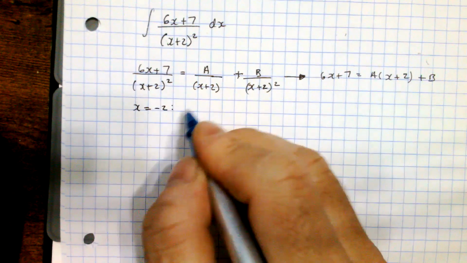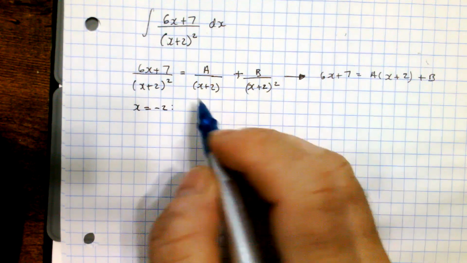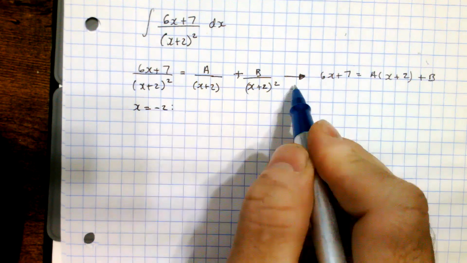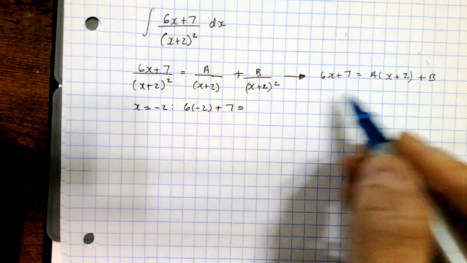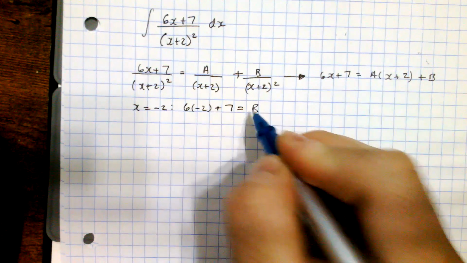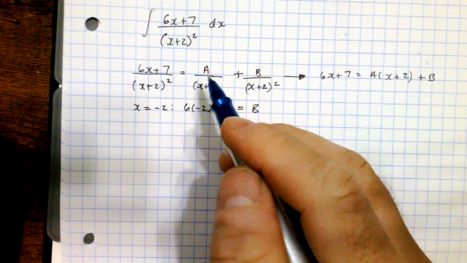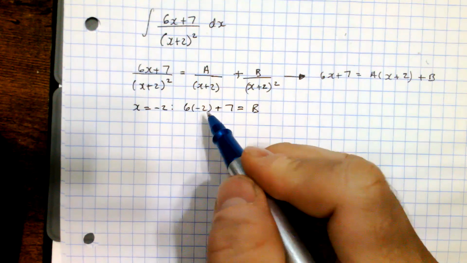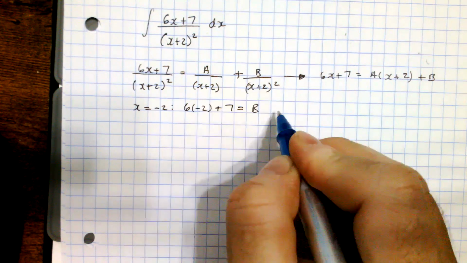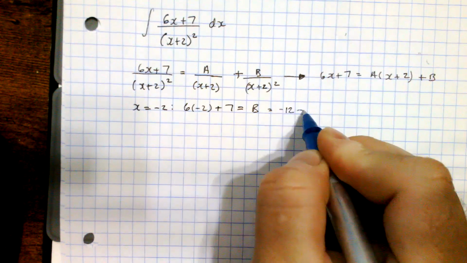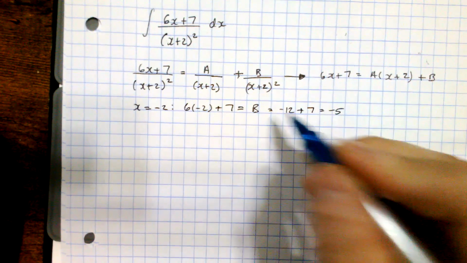And if I can solve that, then for the other term, I can choose another value for x and get what a is equal to. So x equals -2 means that I have 6 times -2 plus 7 equals, now this term is 0, so I'm left only in terms of b. And so I get 6 times -2, that's -12. -12 plus 7 is going to give me a -5. Okay, so now we have b.